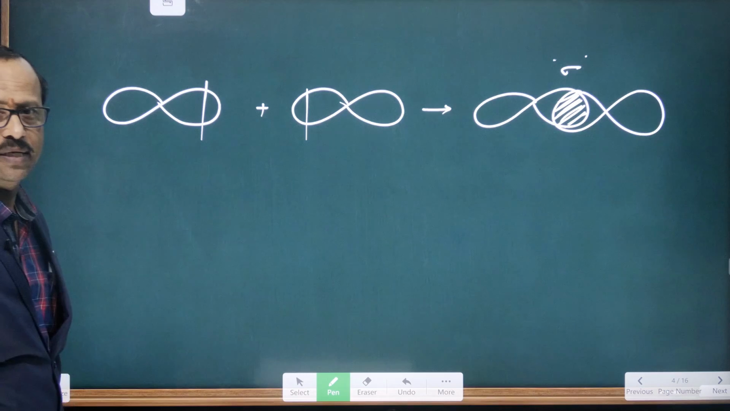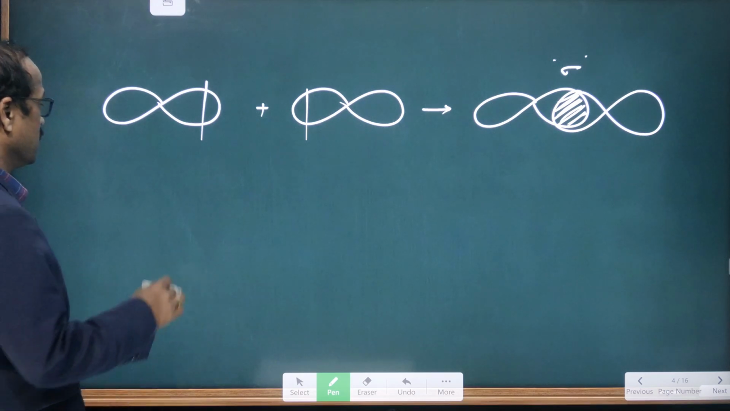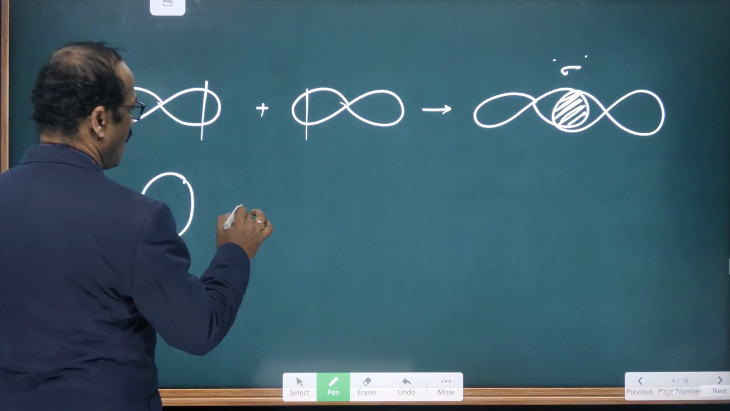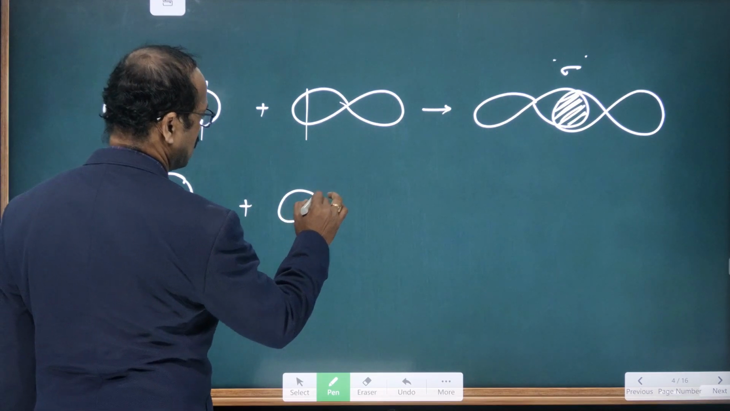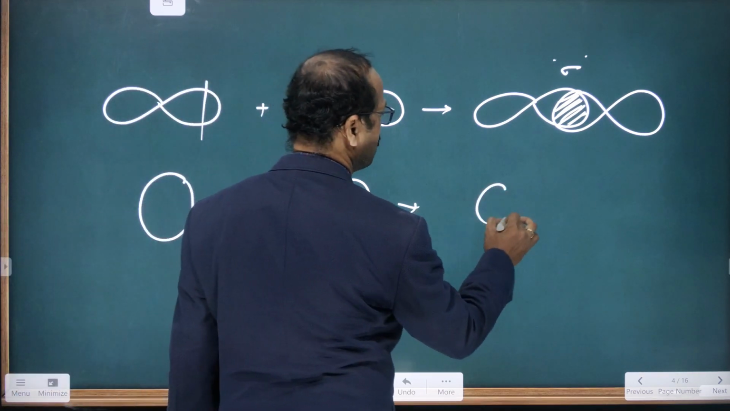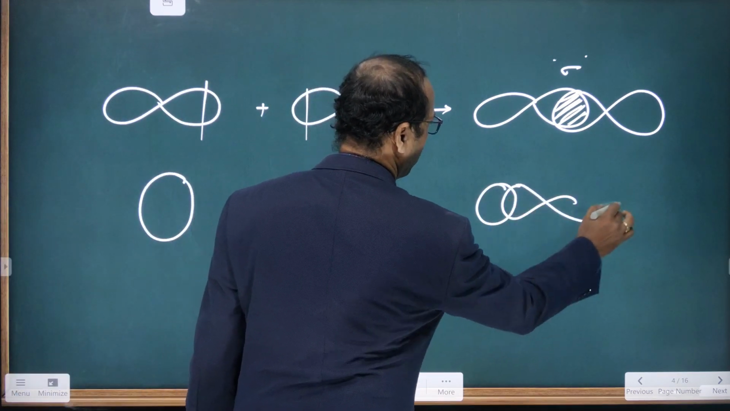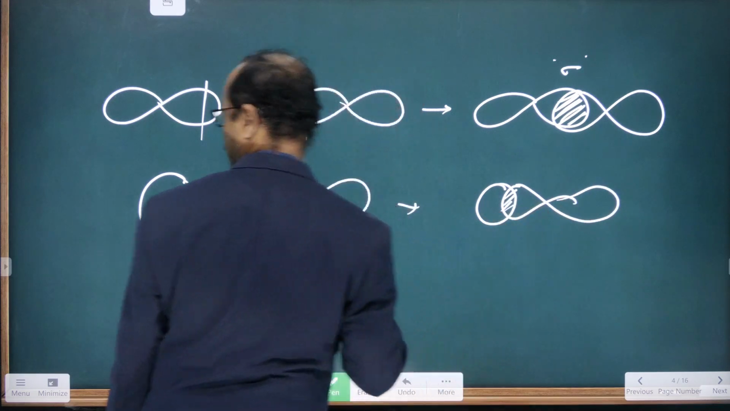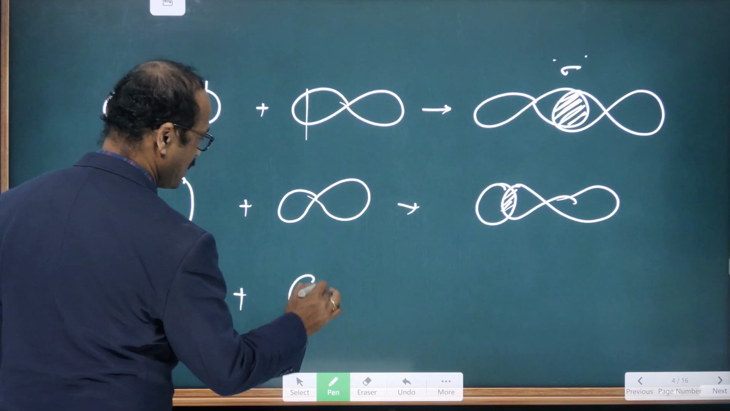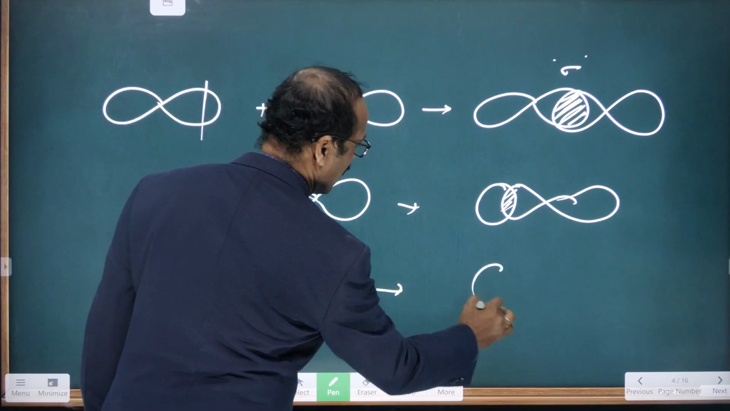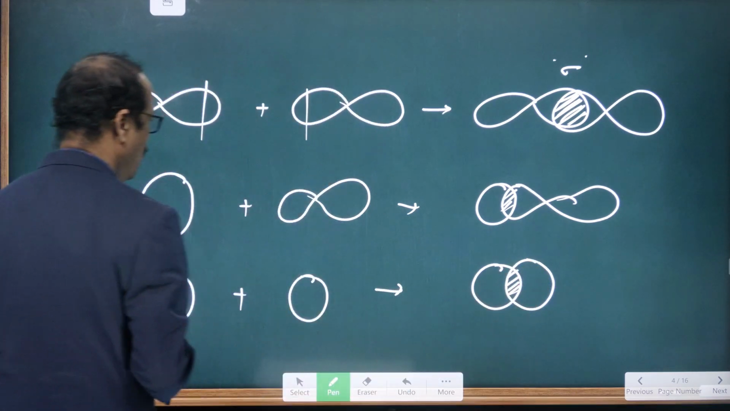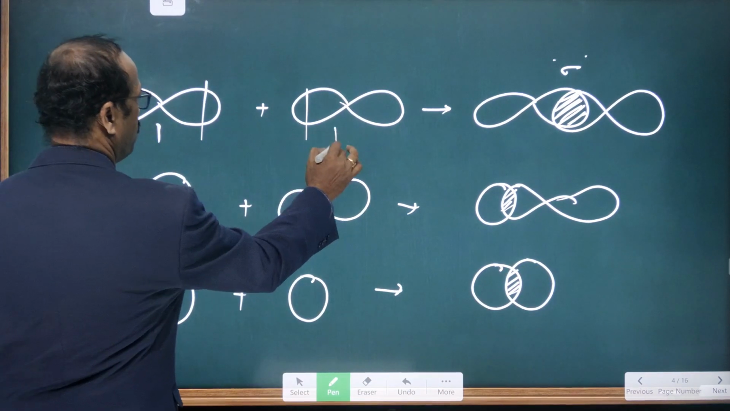This bond is called what? A sigma bond. Sometimes the s orbital, whose shape is spherical, combines with a p orbital. Then also we can get the sigma bond, end on end. Or when one s orbital overlaps another s orbital, the end-on-end overlap takes place, and here also a sigma bond will form. So this is the p orbital.